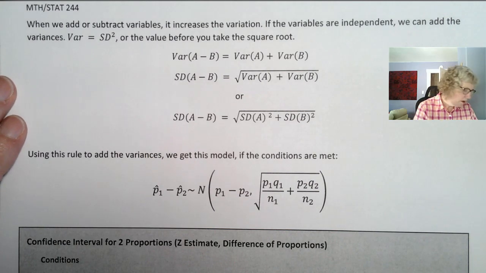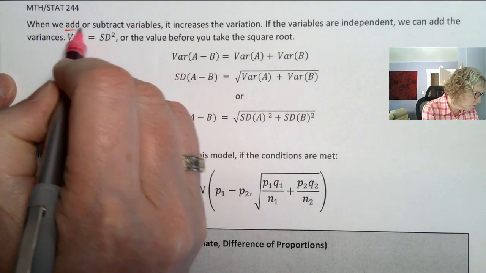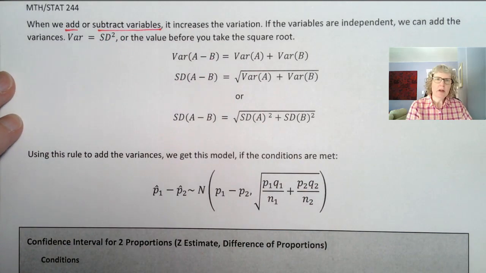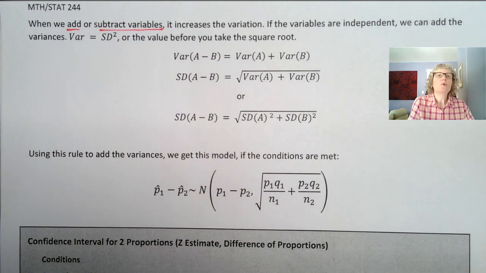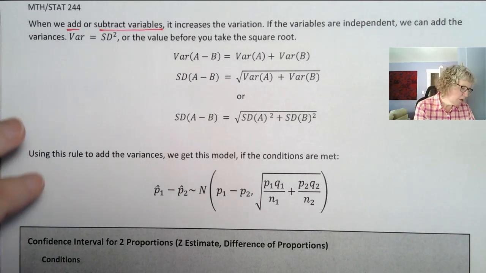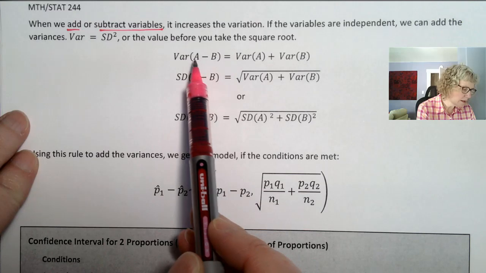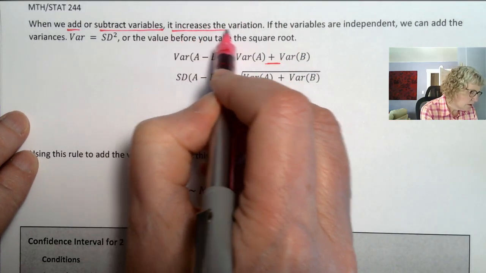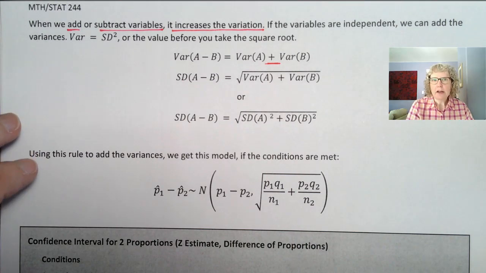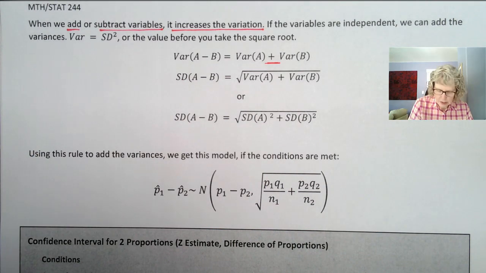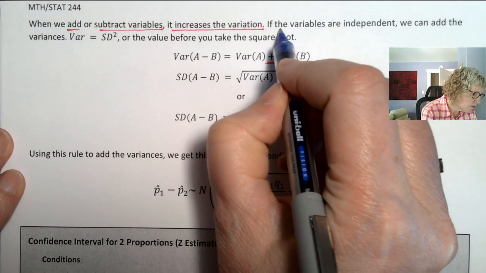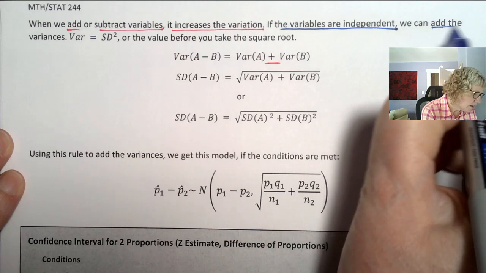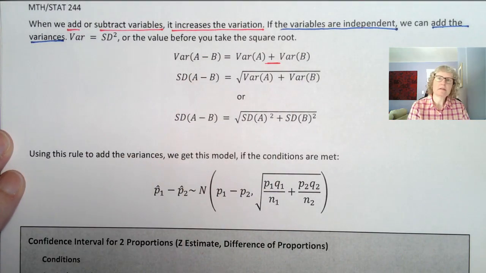Whether we're adding or subtracting variables, whatever operation we're doing, we have more variation than with just one thing, right? Sometimes it surprises people that even though we're subtracting, we're actually adding the variances. When you have more than one thing that varies, it increases the variation. Now, there is this rule in statistics: if the variables are independent, then we can add the variances, okay?